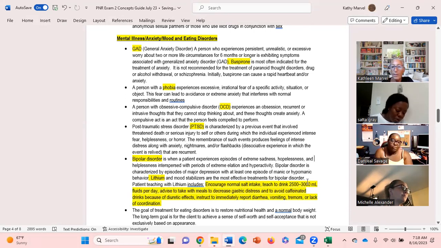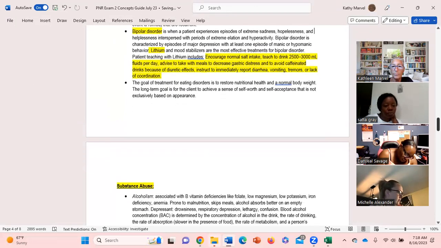Right? They need to drink 2,500 to 3,000 mils of fluids per day. Try and take it with meals to avoid GI upset. Okay. Got it. So have an idea: lithium is common to treat bipolar. Buspirone is common to treat general anxiety disorder.